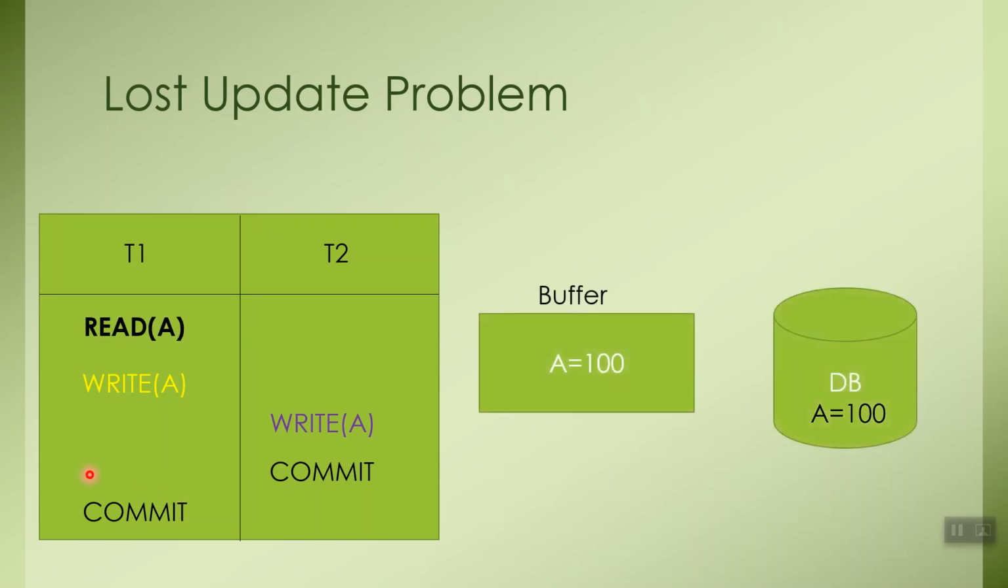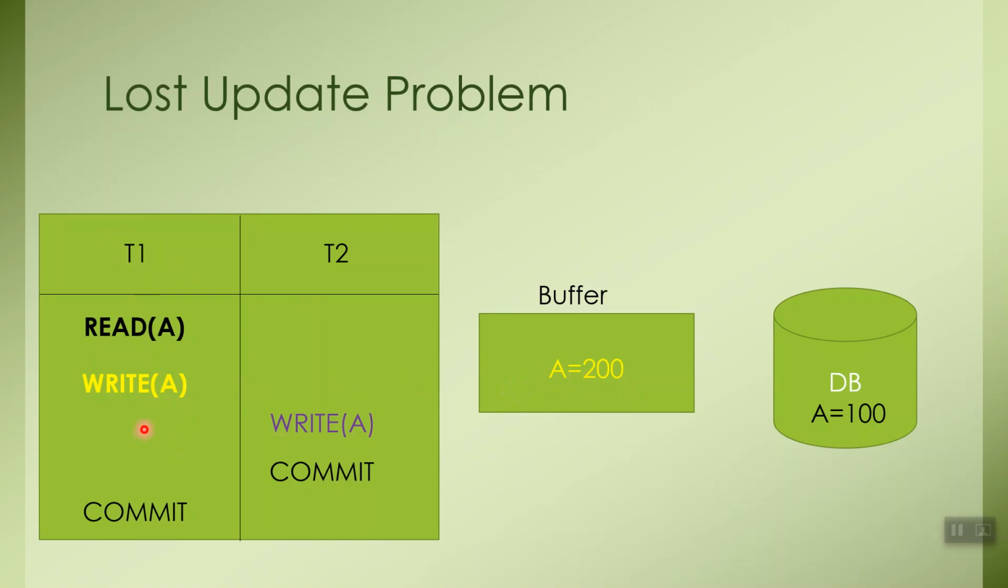First, T1 reads the value of A from the database into the buffer. Its initial value is 100. And then it performs write A. Because of this write A, the value in the buffer will be updated to 200. So T1 has updated the value of A to 200.